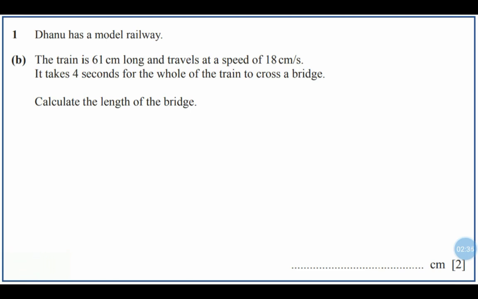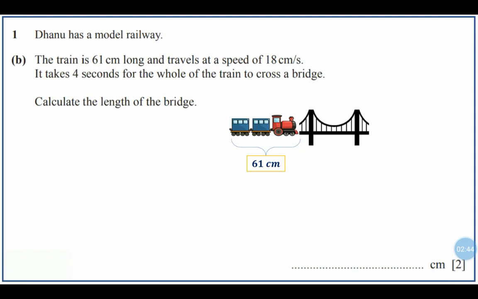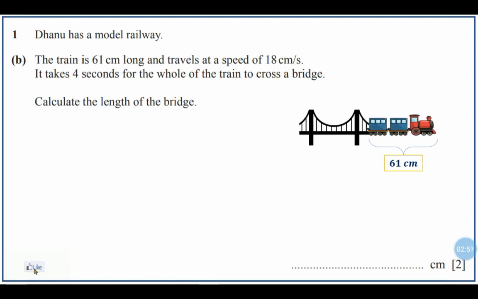Okay, so let's study the scenario. I have here a 61 cm long train passing through a bridge. Remember that starting line. That starting line will be very significant if the train will move. The distance traveled by the train will be from the starting line to the end. But we don't have any idea how much was traveled. What we have here is the speed, 18 cm per second, and the time consumed, which was 4 seconds.